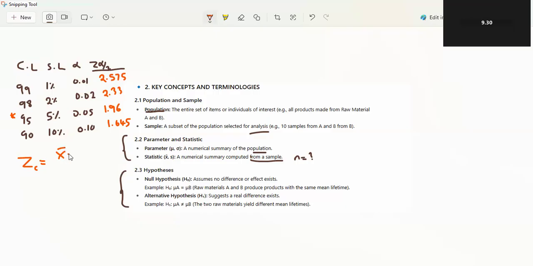X bar minus what? The population mean over standard deviation times square root of n. Then for the population proportion, what is our Z calculated? P minus P over the square root of PQ over n.